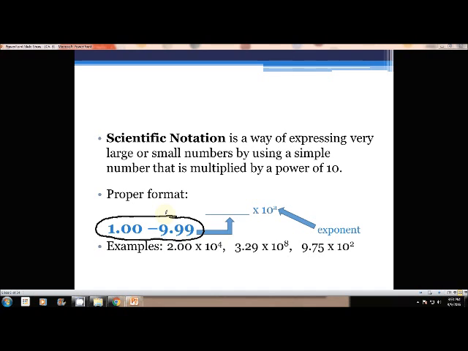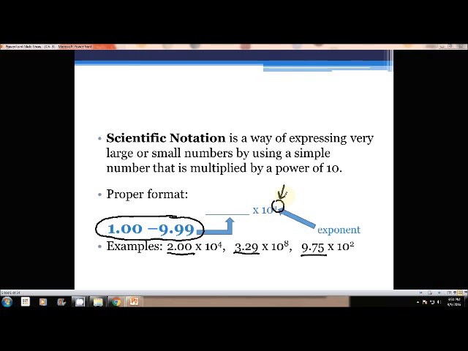Notice how in the three examples I have here, they are 2.00, 3.29, 9.75. It could be 3.2, whatever. It's got to just be less than 10 and greater than 1. And then you say times 10, and then your exponent is how your decimal moves. It tells you a lot about moving that decimal. So these are all correct examples of scientific notation.